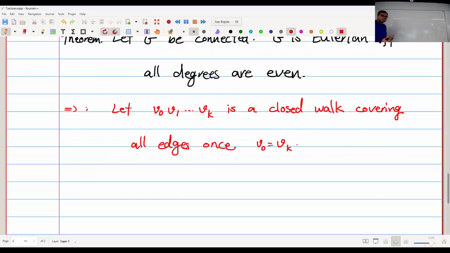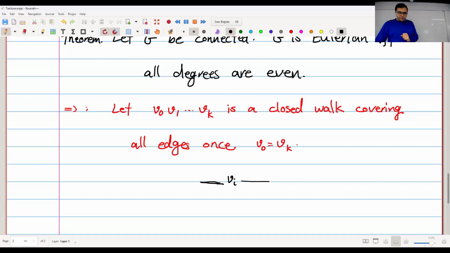So what is the degree of a vertex in my graph? Every time a vertex appears in this walk, and again, this is a walk, so the same vertex can appear several times. But let's say at some point I have Vi appearing here in my walk. So I'm coming to Vi from somewhere, and then I'm leaving Vi. So that's going to cover two of the edges that were adjacent to Vi, right? But I'm also assuming that my walk covers all of the edges exactly once.